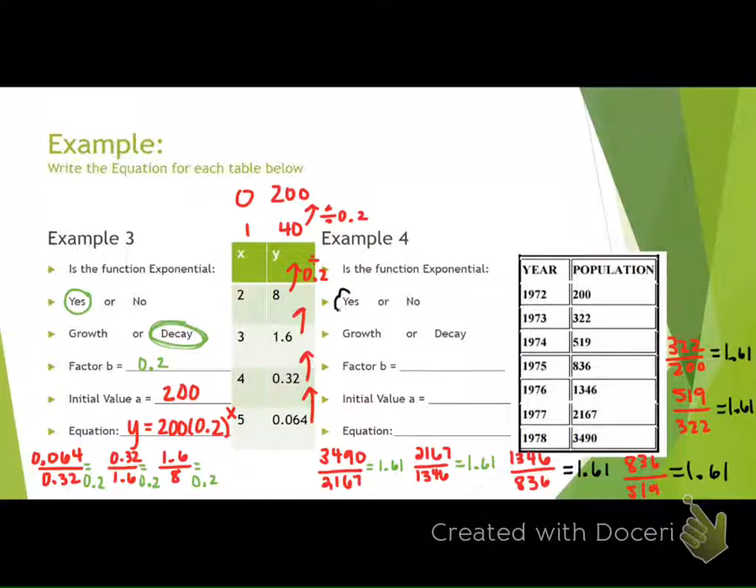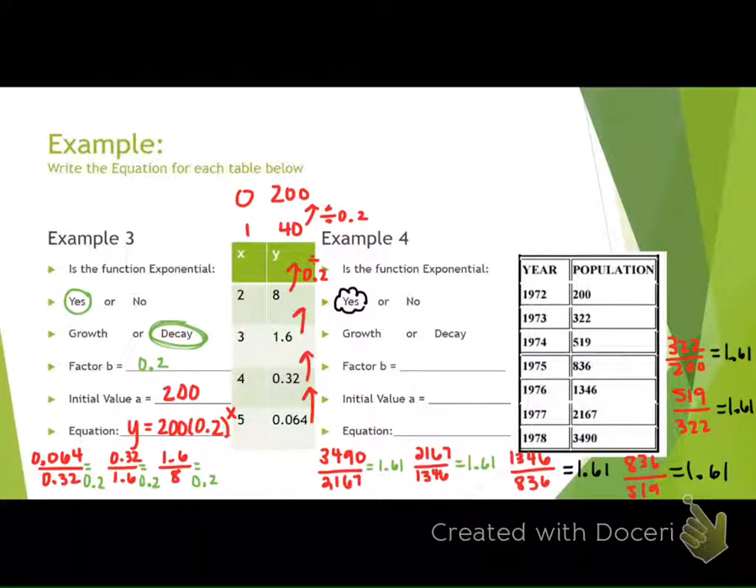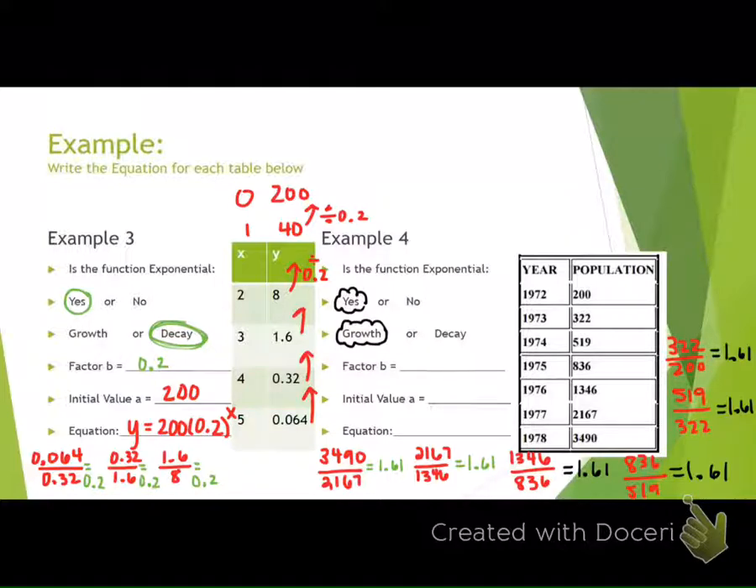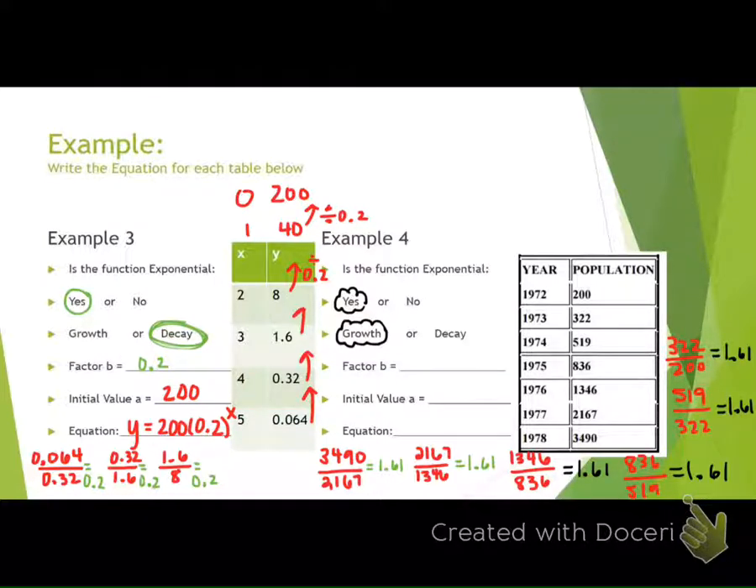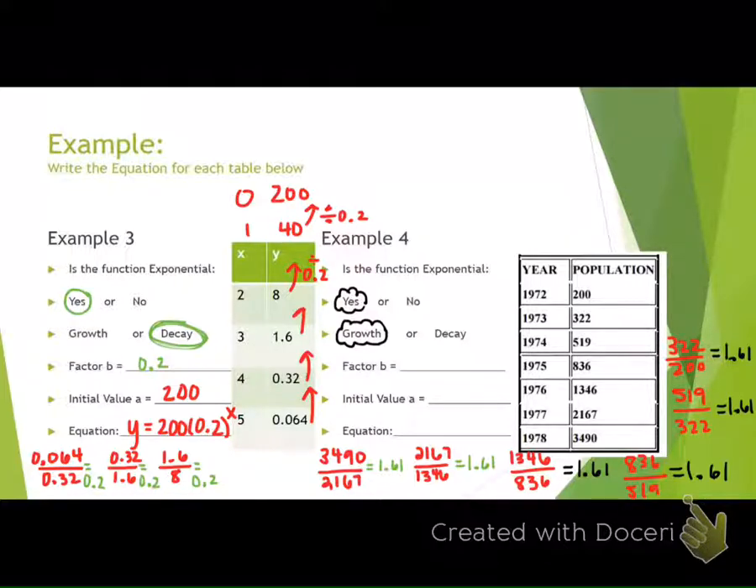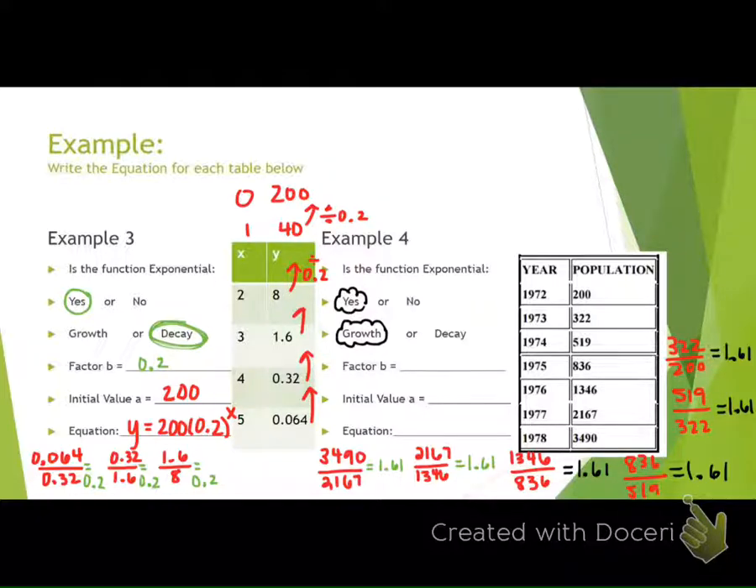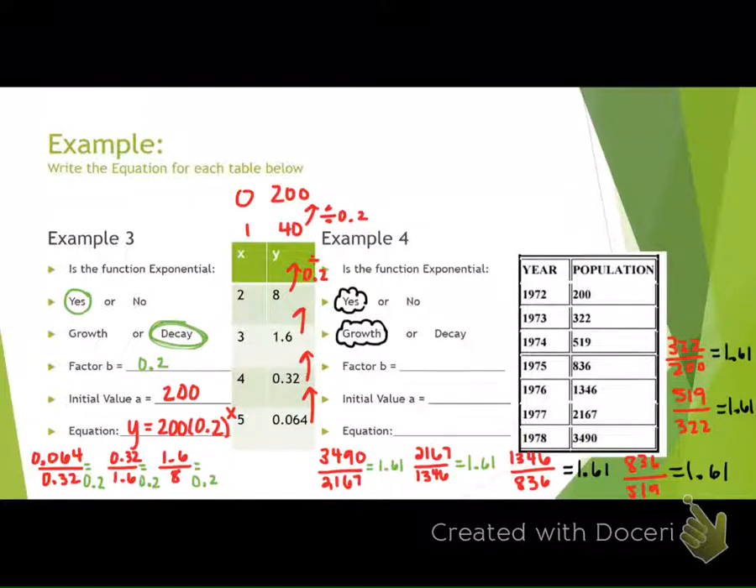So yes, this is exponential. Jordan, is this growth or decay? Growth. How do you know it's growth? You've got to get this down. This is what a lot of you guys missed on your quiz. Why is this growth, Connor? Because 1.61 is higher than 1. Yeah, 1.61 is greater than 1. Remember, if your multiplier is greater than 1, it's growth. If it's between 0 and 1, it's decay. All right, we need to get that down.